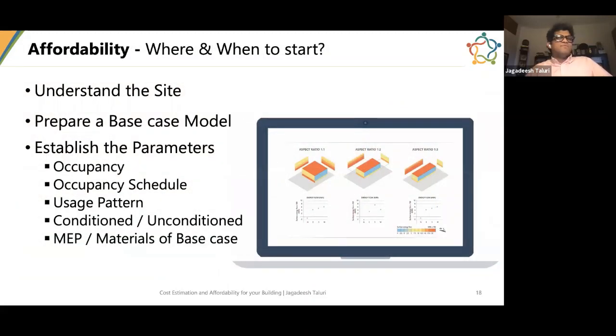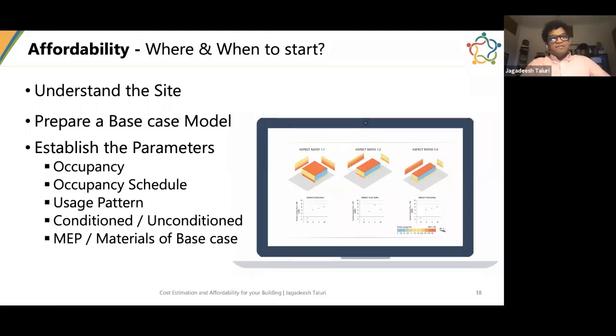Now, where and when do you start working on the affordability aspect of your project? I would say you have to start it right away. You cannot keep waiting, thinking, oh, I'll do the design, then identify the systems, then get into working on the affordability. No, it starts with understanding your site, and you have to use simulation as a tool. You cannot rely only on cost estimates, which are linear.